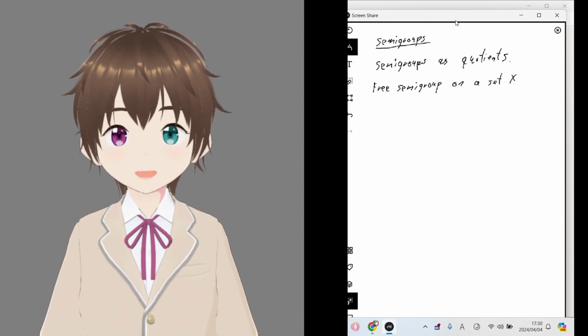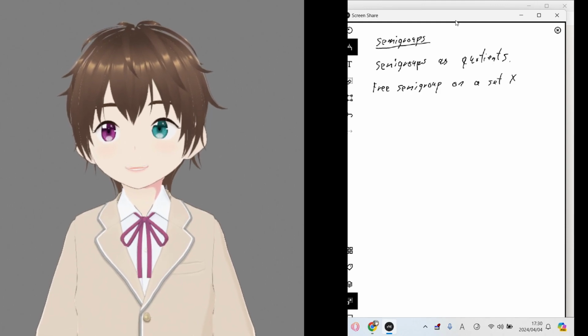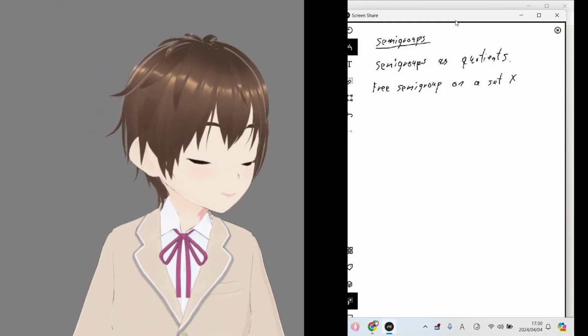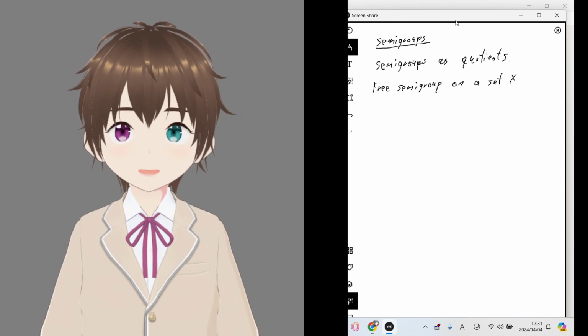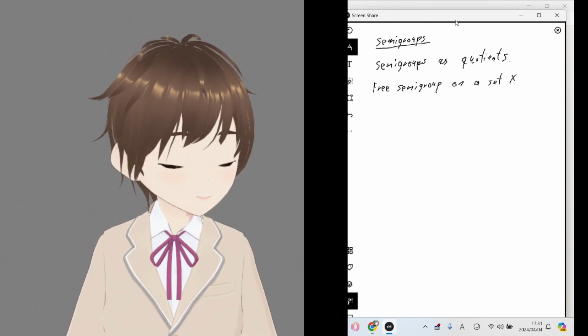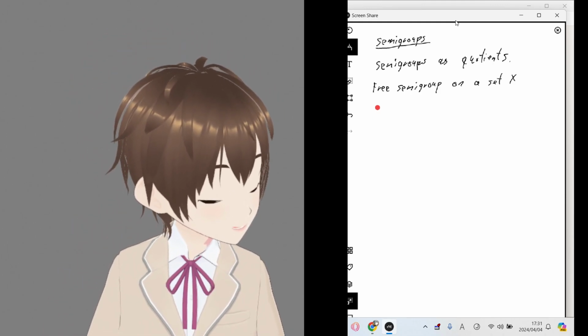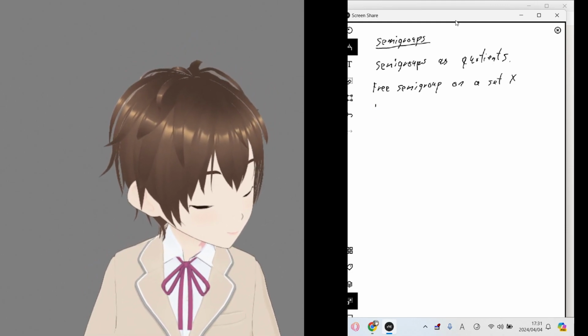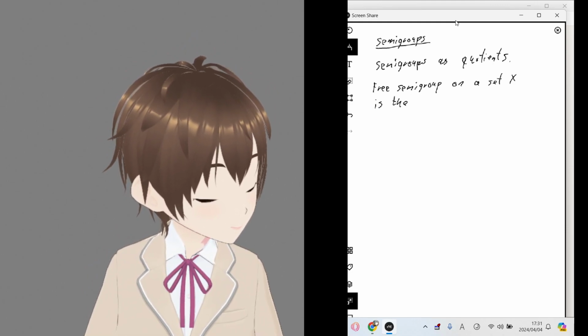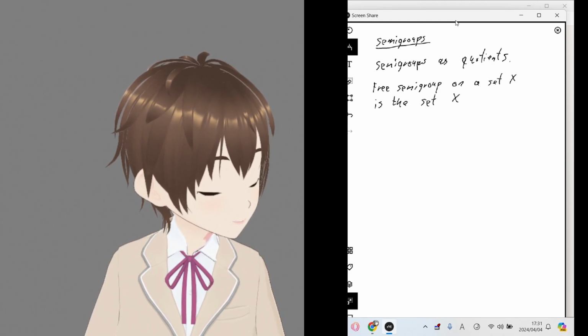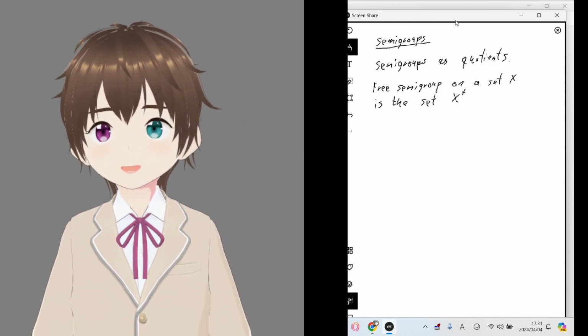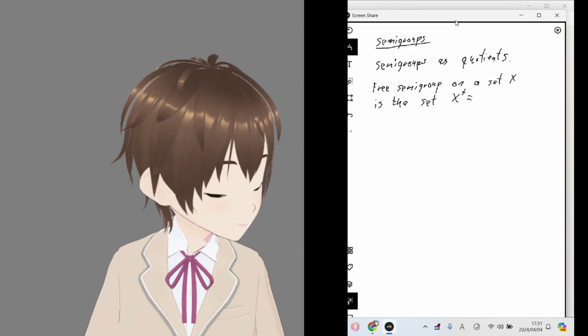You may have seen this if you've seen the standard way of defining free groups. Free groups are thought of as strings over a set X and the formal inverses of the things in X. And semigroups are the same, but we just don't need the inverses because we don't insist we have any. So the free semigroup on the set X is the set, often called X to the power of plus. This is all the strings over X, which are non-empty.